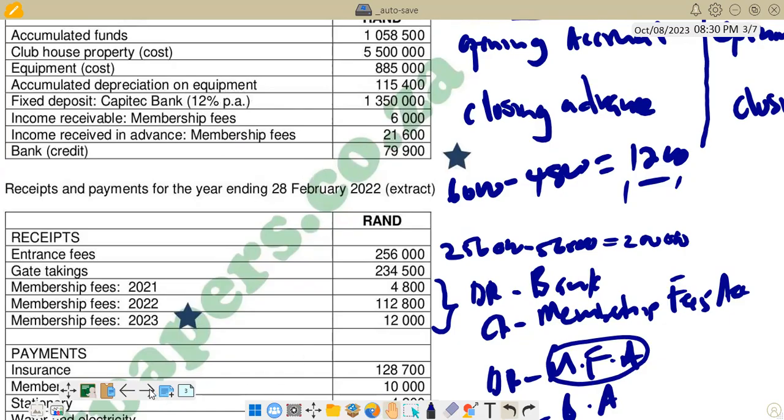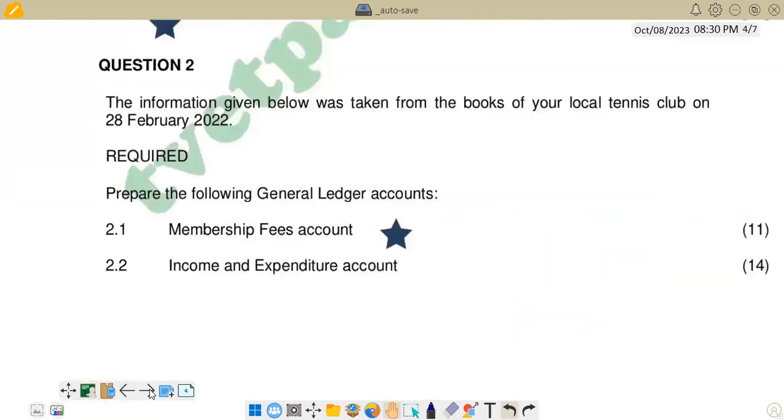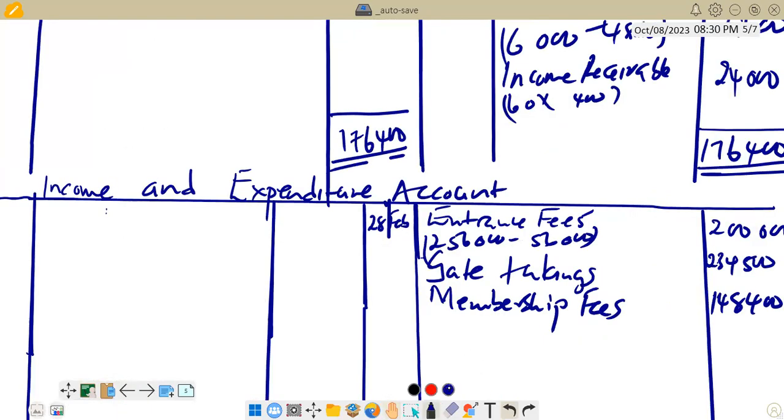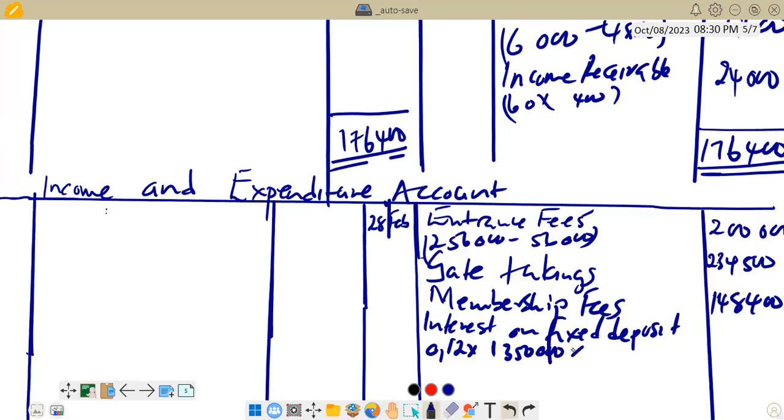So we go back to our account there and say interest on fixed deposit. This interest on fixed deposit, we say is 12%, so 0.12 times 1,350,000, then it stayed only for 2 months, so 2 over 12. If you calculate that, you're supposed to get 27,000. Right, so that is what we have in terms of income.